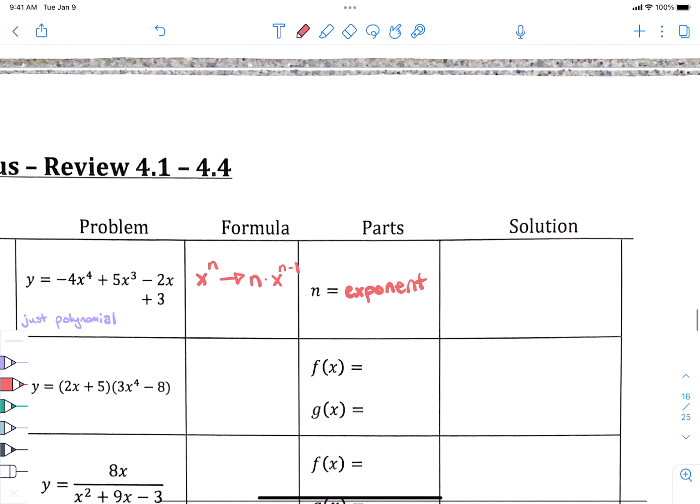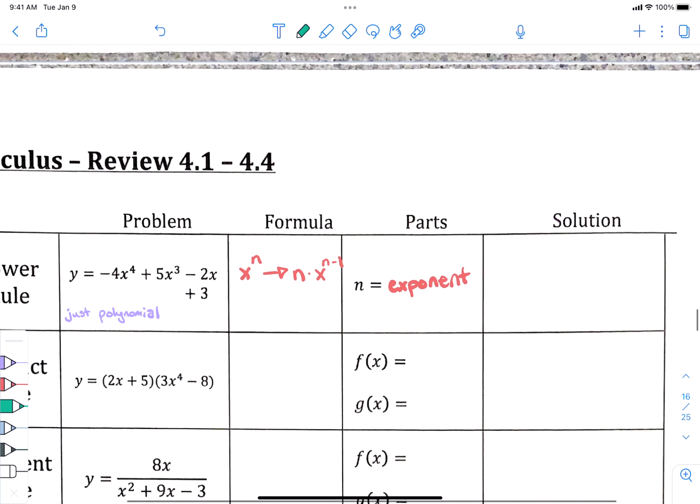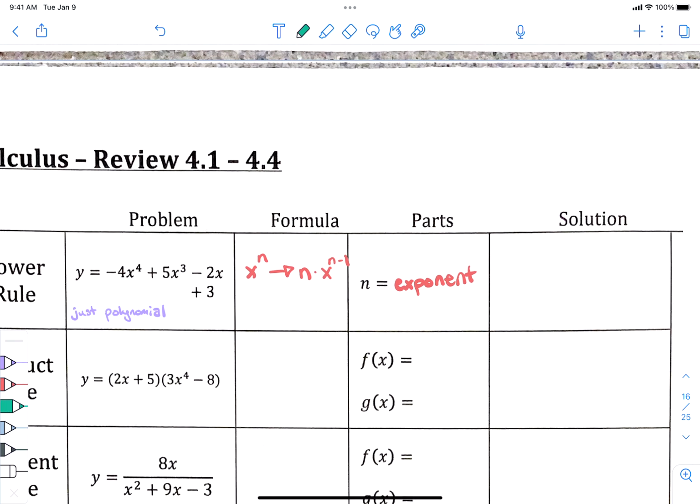Are you okay, Maddie? No. It's stressing her out. It's stressing me out because it just took me like 5 minutes to scan your pictures. You're going to be okay, you're going to catch up. We're just doing the power rule.